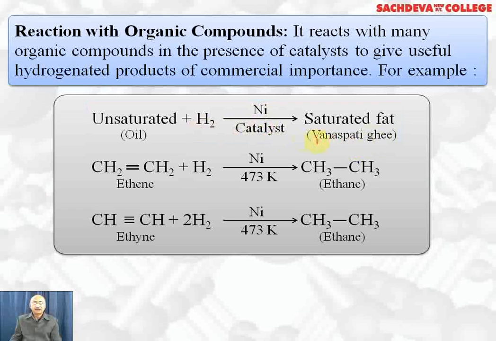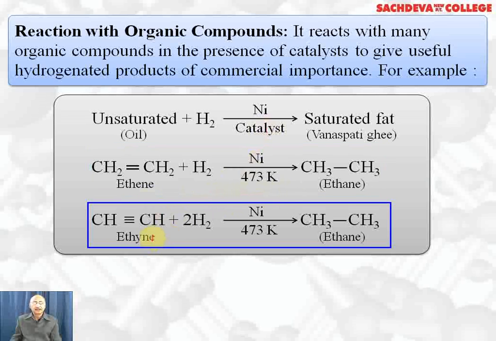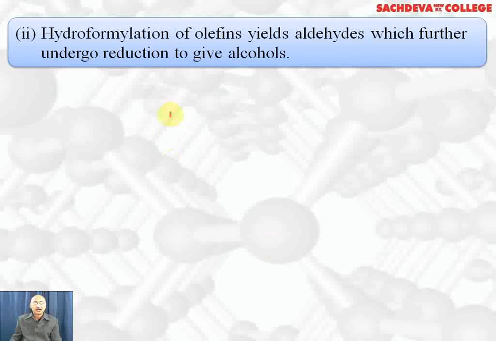Vanaspati ghee is harmful for health because it contains some amount of nickel, which is a carcinogenic substance. So vegetable oils are better for health than vanaspati ghee. Ethene on hydrogenation in the presence of nickel at 473 Kelvin gives ethane. Similarly, ethyne reacts with 2 moles of hydrogen in the presence of nickel as a catalyst at 473 K to give ethane. So here unsaturated compounds are converted into saturated compounds by hydrogenation using nickel or platinum as a catalyst.